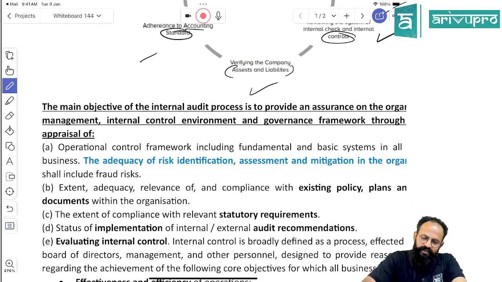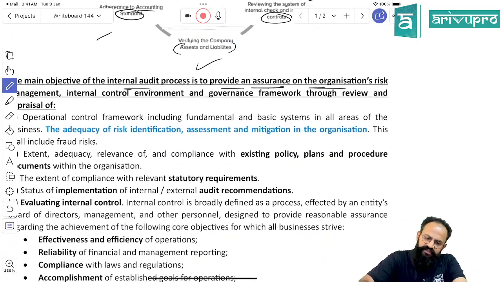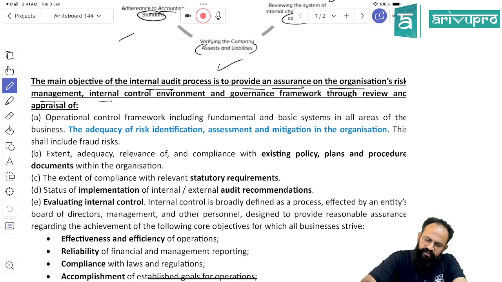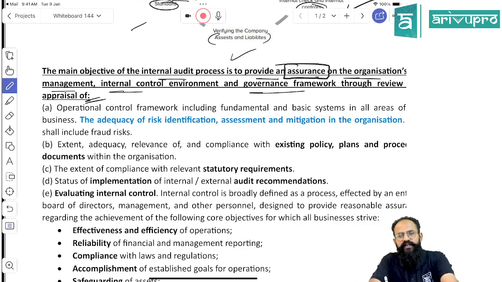Clear? Okay. The main objective of the internal audit process is to provide an assurance on the organization's risk management, internal control environment and governance framework through review and appraisal of. Meaning what, sir? They're telling the main objective of the internal audit process is to provide an assurance. Assurance means what, people? Now you will come and take this class. I'll tell you, people, keep the rest assured. So you come here with an assurance that someone is going to help you in this process. That is called an assurance. That's what I'm telling you.